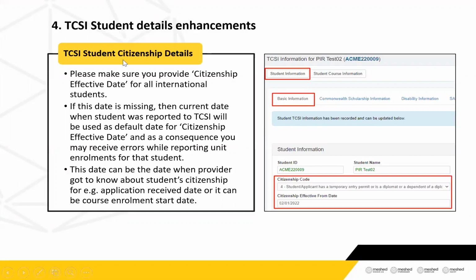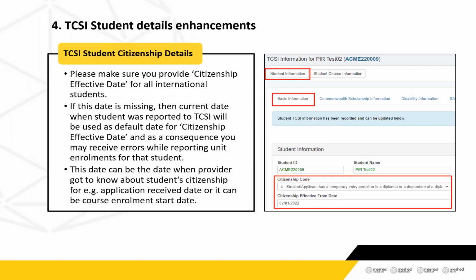Okay. Now about citizenship details. So citizenship details, it has one parameter as a citizenship effective from date. Now this citizenship effective from date is the date from when the provider got to know about the citizenship of that particular student. So for example, it can be either the date when you receive the application from the student or the date when the student starts that course. For example, course start date.